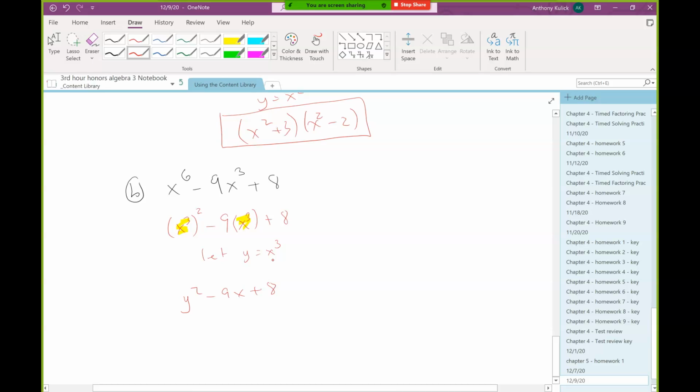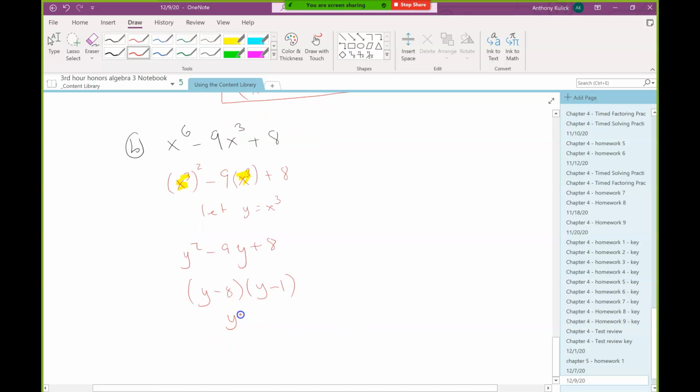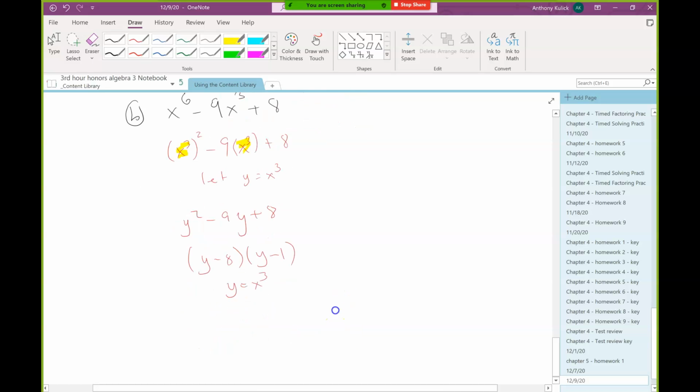But now we're left with something that should be easy to factor. We just need two things that multiply to give me 8, and then add to give me negative 9. Well, that would be negative 8 and negative 1. And then we'll plug our x cubed back in for y.